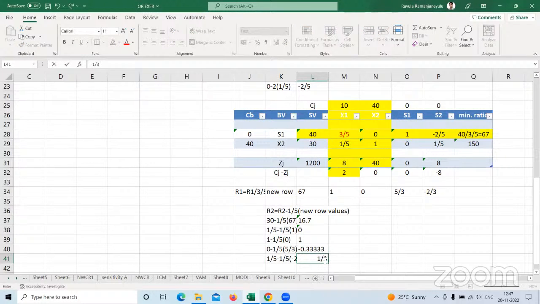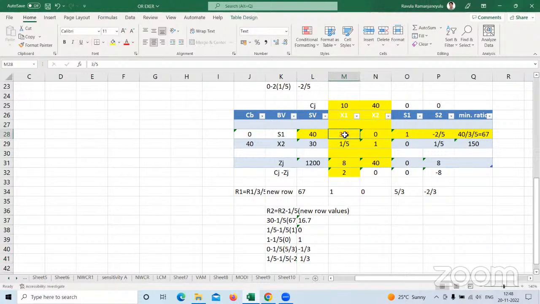This is minus 1 by 3. These are the new values of the second row. Which row did we get the key element? The first row. So when we get the key element in the first row, what we need to do? S1 is replaced with X1, and the coefficient we need to consider as 10.